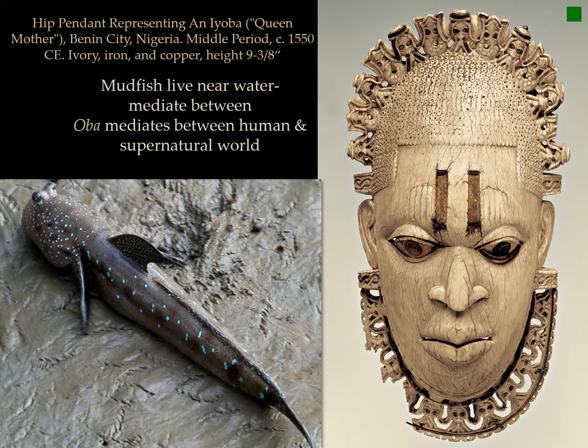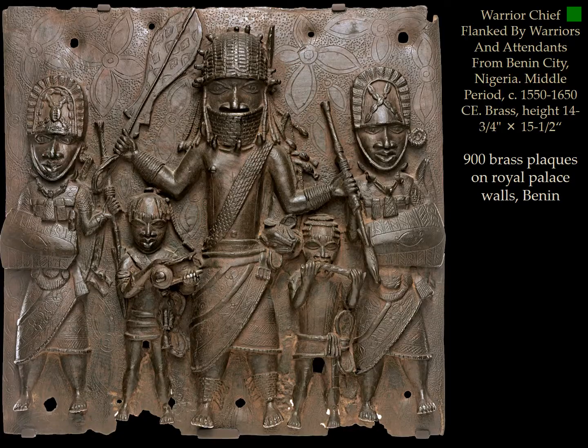The mudfish that is represented by this god lives near water and mediates between each one of them, between water and land, just as the Oba, and this is the mother of the Oba, we must remember, mediates between the human and the supernatural world. So we can see the significance that this ruler has. They are our connection as a people here in Benin, from our world to the supernatural one.